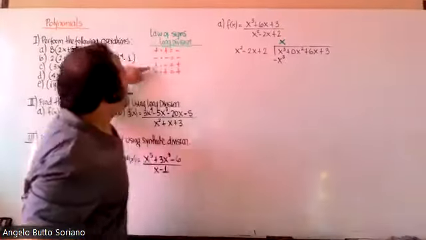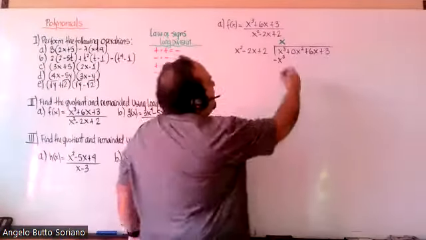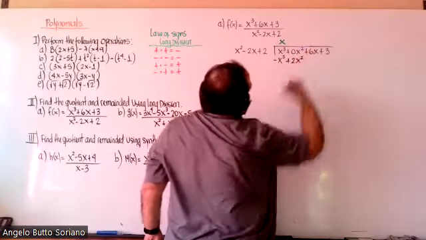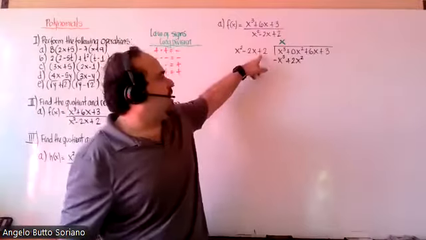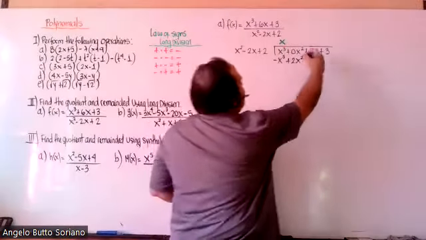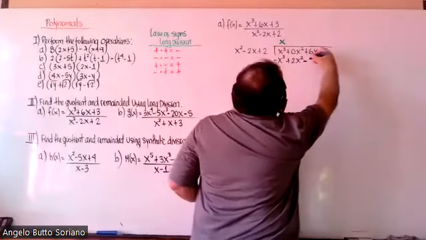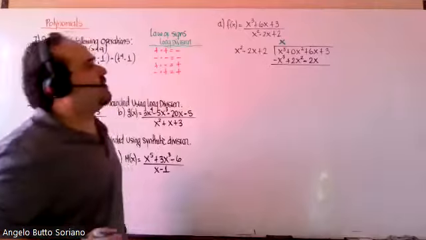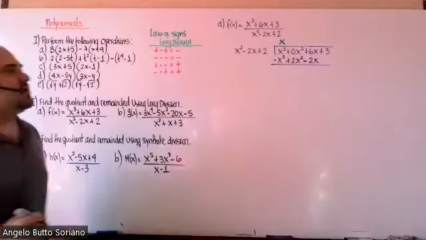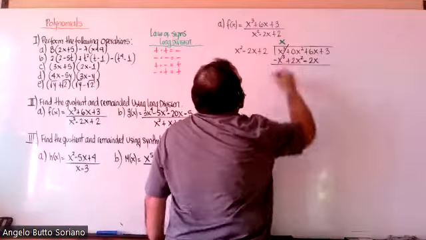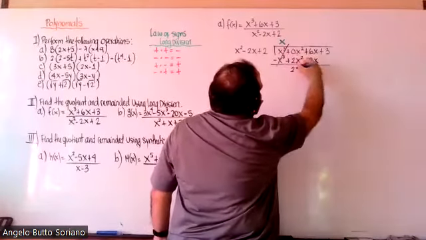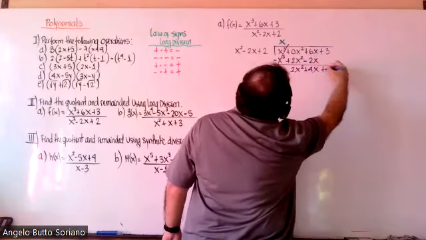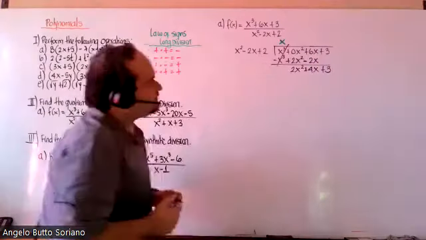Positive times negative will be positive. Positive what? X times 2x will be 2x squared. And finally, positive times positive will be negative, and 2 times x, we have 2x. And we're going to subtract or add depending on the case, okay? So x cubed minus x cubed will be canceled. 2 plus 0 will have 2x squared. 6 minus 2 will be 4x plus 3, okay?